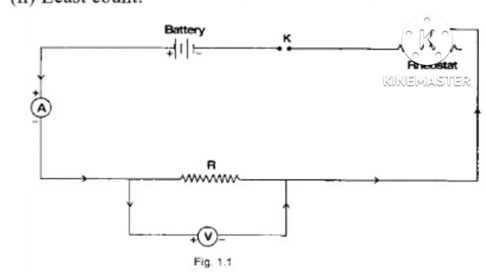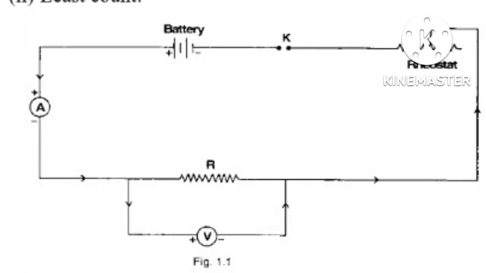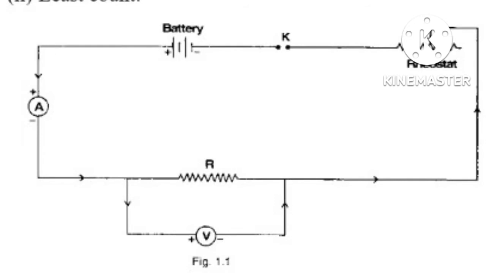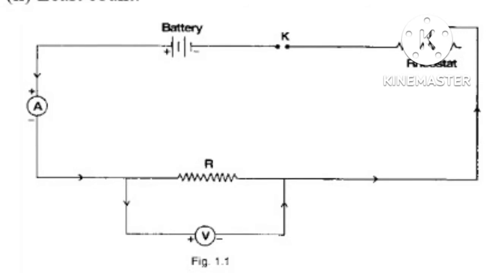For that, first of all we have to connect the components according to the circuit diagram. The circuit diagram is as shown in the figure. We can see that from the positive we have to connect to the ammeter positive, and from ammeter negative we should connect to voltmeter positive, and across the voltmeter we have to connect the resistance wire, because the resistance wire should always be parallel to the voltmeter.